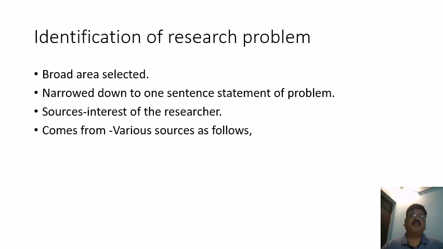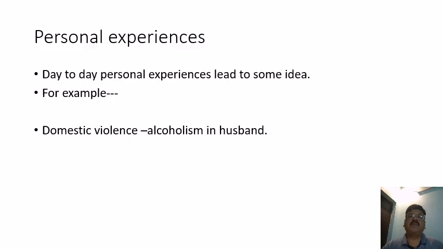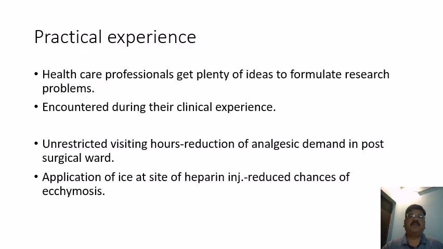Identification of the research problem. In the beginning, we have to search the broad area of the research, and then narrow down to a one-sentence statement of the problem and sources of interest of the researcher. Interest of the researcher is very important, and it comes from various sources. These are as follows: personal experience, day-to-day experiences will lead to some ideas. For example, domestic violence. This is a social aspect where domestic violence is related to alcoholism in the husband. Then practical experience: healthcare professionals get plenty of ideas to formulate research problems encountered during clinical experience.